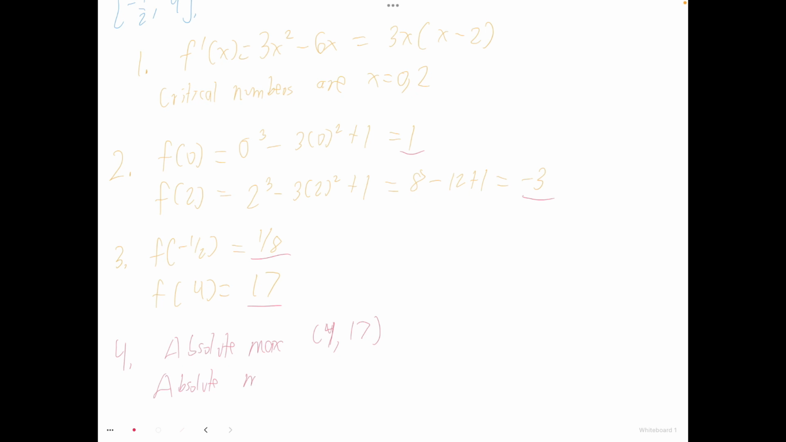Next, we want the absolute min. And so here we just take the smallest value, which is -3. So this occurs at 2, -3. And so the absolute minimum value is -3. And that's just how the closed interval method works. So find the critical numbers, plug in all the critical numbers and the endpoints, then just pick out your answer.